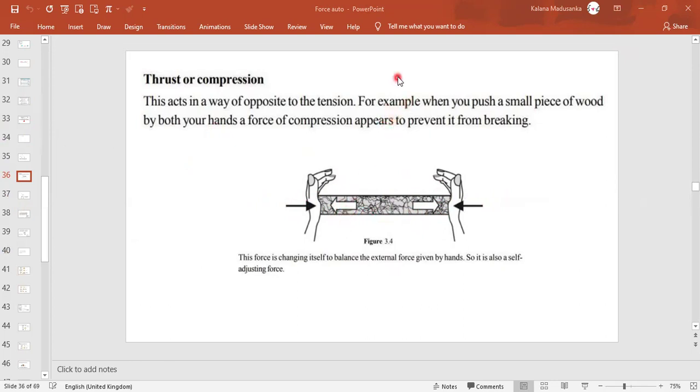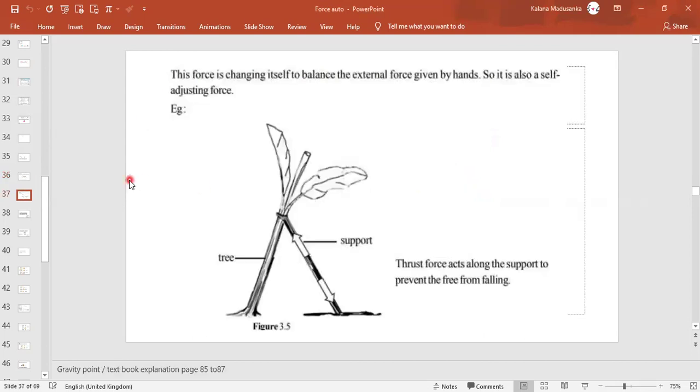This example describes that when you push a small piece of wood with both your hands, a force of compression appears to prevent it from breaking, right? Whatever force you apply, let's say 20 newtons compression, this automatically becomes 20 newtons. So that is how this automatic or self-adjusting force works. This force changes itself to balance the external force given by the hand. So it is a self-adjusting force.